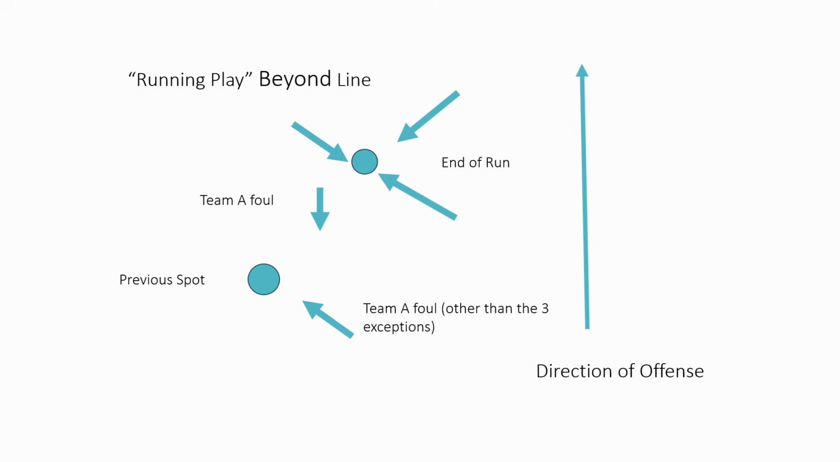It's very common to have a pass play, completion, and then a run. Then we must determine, did the foul happen during the loose ball play with the previous spot being the basic spot, or did it occur after the pass completion where we're going to tack it on 3-and-1 from the end of the run?